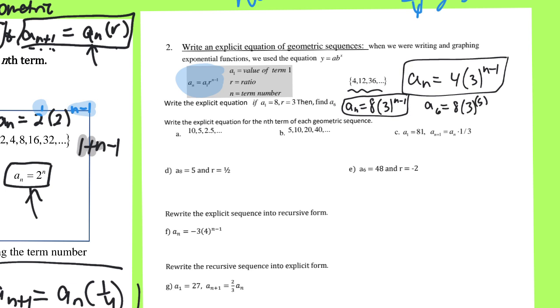If we put that in our calculator, 8 times 3 to the 5th is going to give us a sub 6. And please, don't just give me an answer. A sub 6 is equal to 1944. There you go.